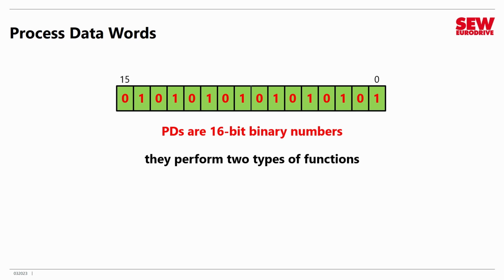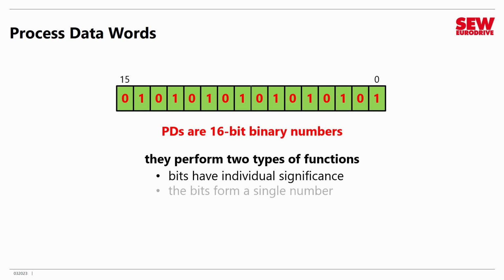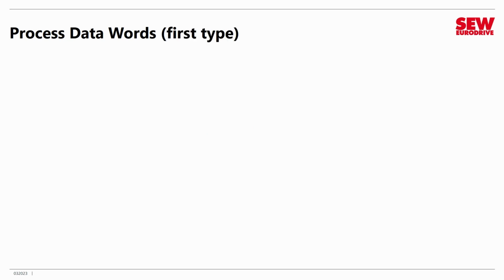A process data word can perform 2 different types of functions. Either the bits within the word are individually significant. In other words, they're like switches or control bits, where individual bits turn things on or off, or they report information by on-off status. That's one way that process data words can function. The other is that all the bits together just form one big binary number, and that binary number means something. Maybe it's a parameter, a setting, a status word. Who knows? Doesn't matter. It's a number. So let's look at examples of each.